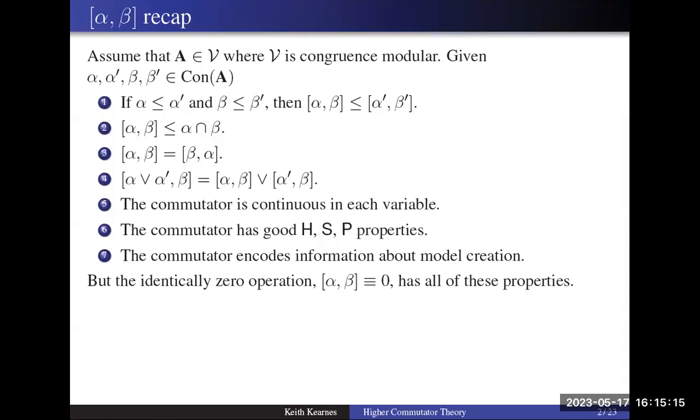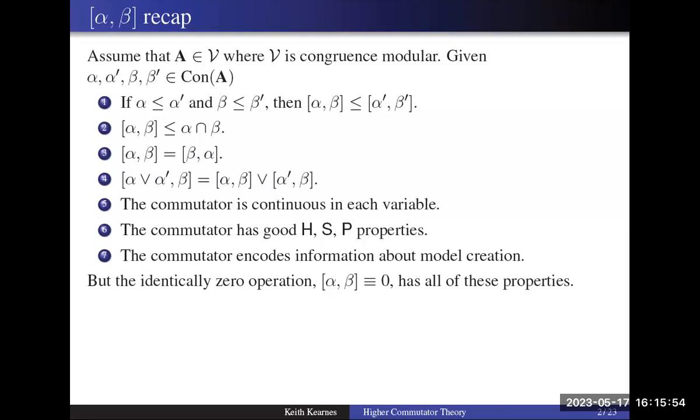And as I say here, there are other operations that have these properties. The most obvious one is just the identically zero operation. I could create a new thing called a commutator. Just say the commutator of any two congruences is zero. That's a commutative operation that respects complete joins. That's below the meet. I don't know if it encodes information about model creation, but you could trivially define something like that: give me an algebra, take two congruences, just by fiat say their commutator is zero, and then create a model by handing you back the algebra. Something silly.